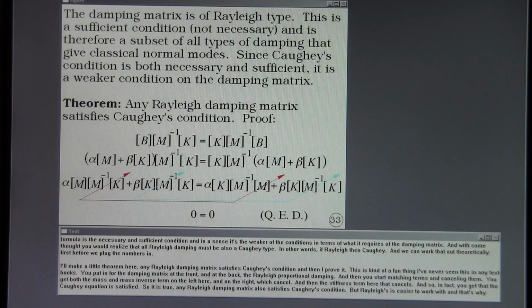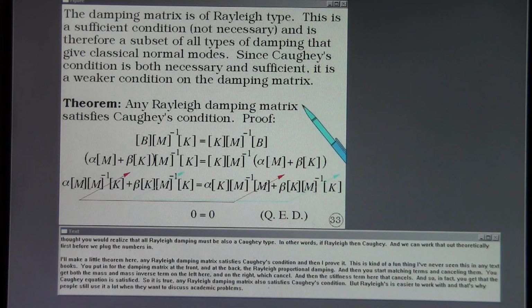And we can work that out theoretically first before we plug the numbers in. I'll make a little theorem here. Any Rayleigh damping matrix satisfies Caughey's condition, and then I prove it. This is kind of a fun thing. I've never seen this in any textbooks.